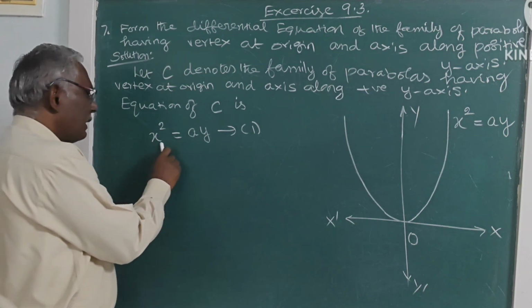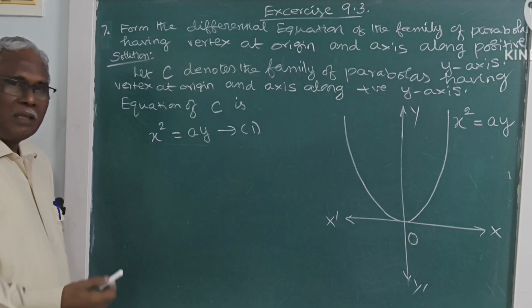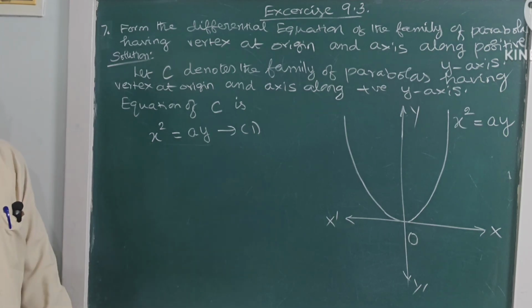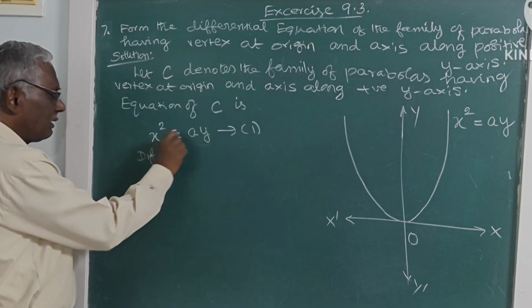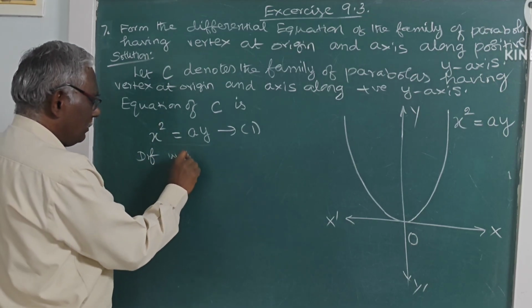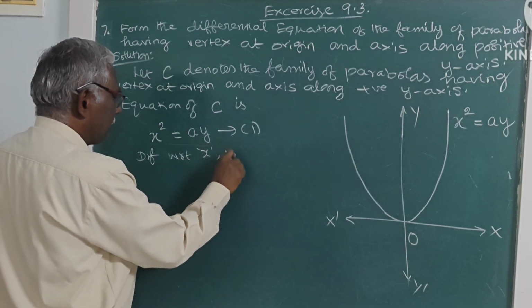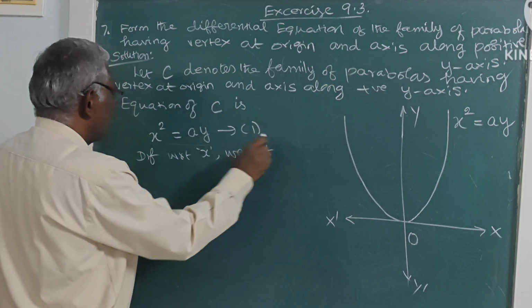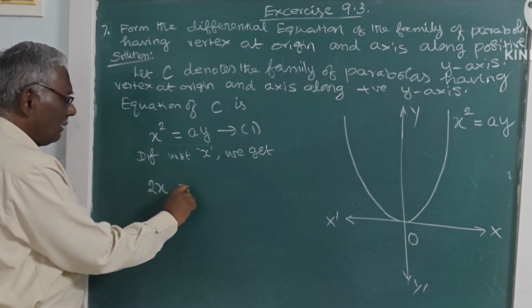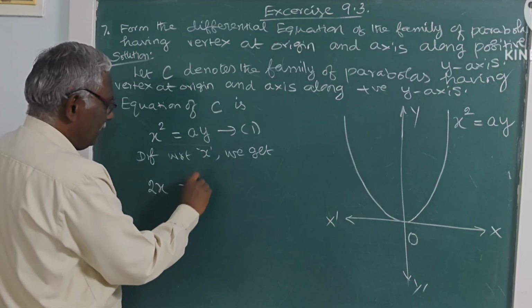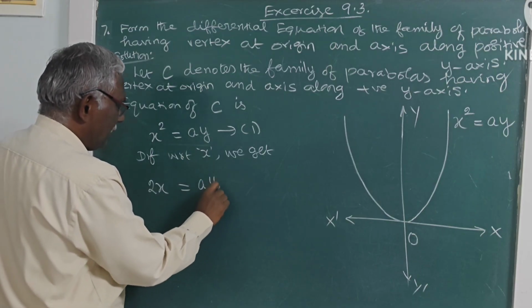Therefore we have to differentiate this and we have to eliminate the constant a. So differentiate with respect to x, we get, if we differentiate x square, we will get 2x. If we differentiate a into y, a y dash will come.